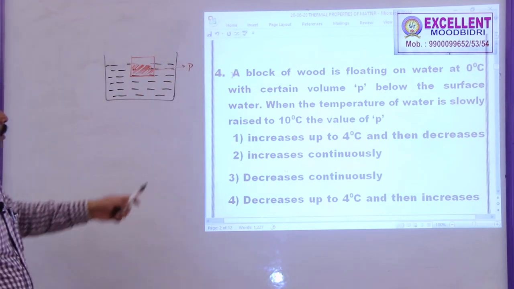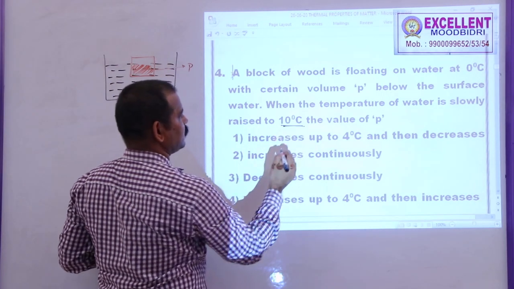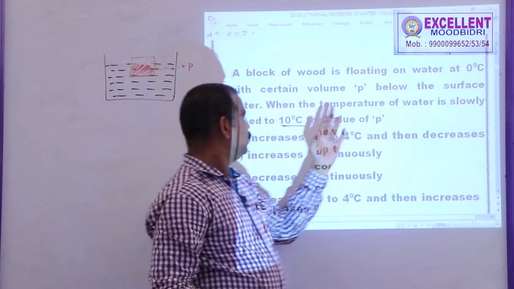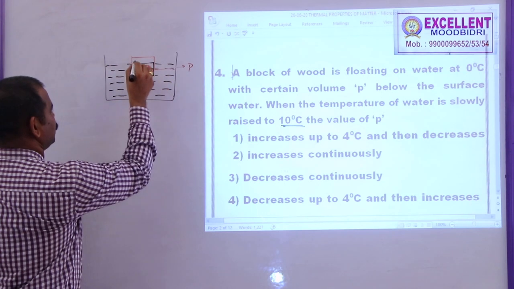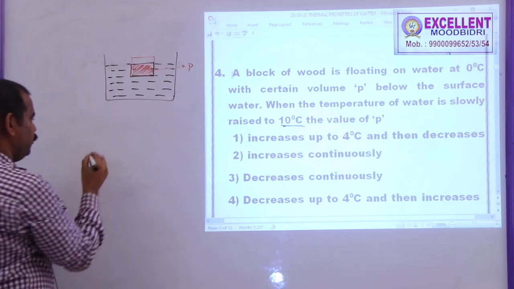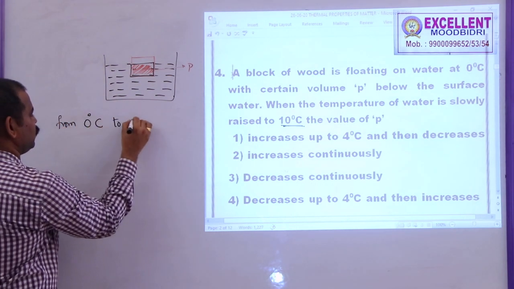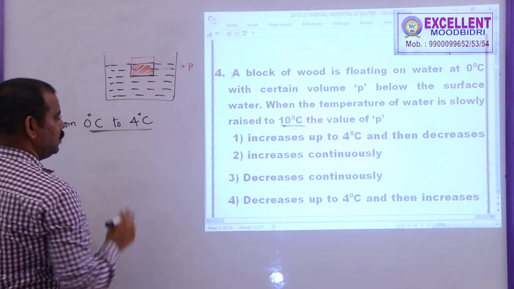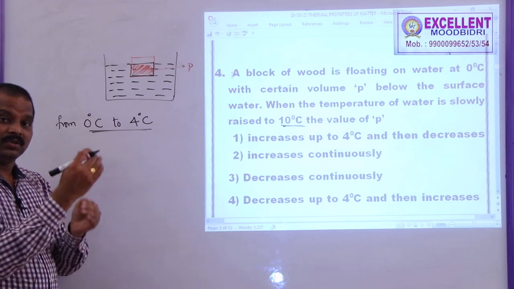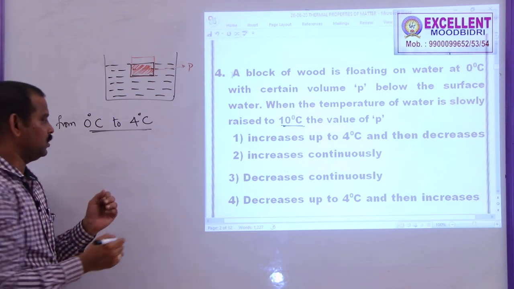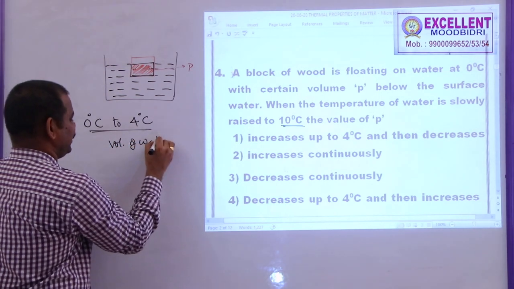Now when the temperature of water is slowly raised to 10 degrees, so we are heating water from 0 degrees to 10 degrees centigrade, what is the value of P? What happens to this volume of the block within the water? We know that from 0 degrees centigrade to 4 degrees centigrade, when the temperature increases, the volume of the water will not increase, it will decrease according to anomalous expansion of water. So from 0 to 4, volume of water decreases.